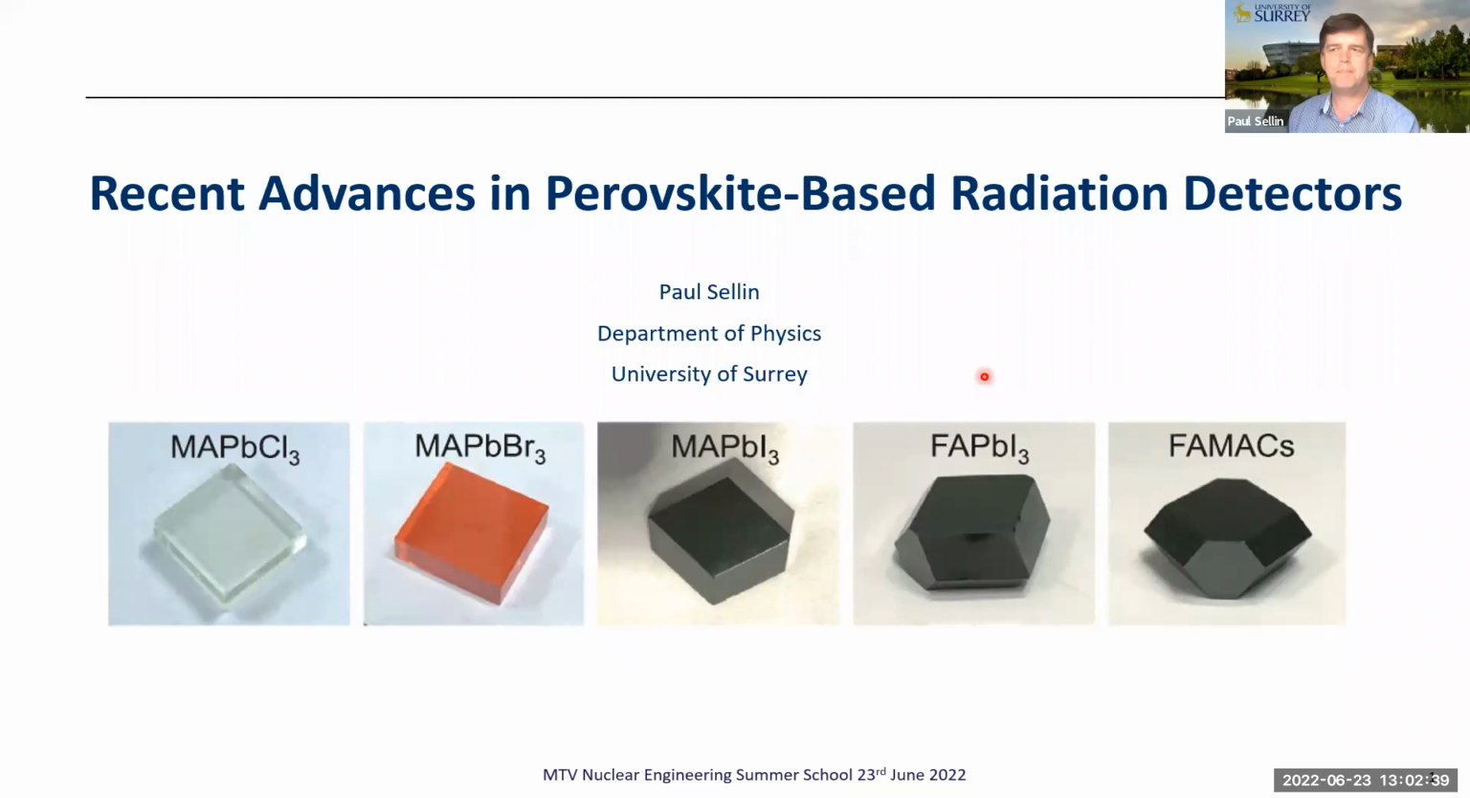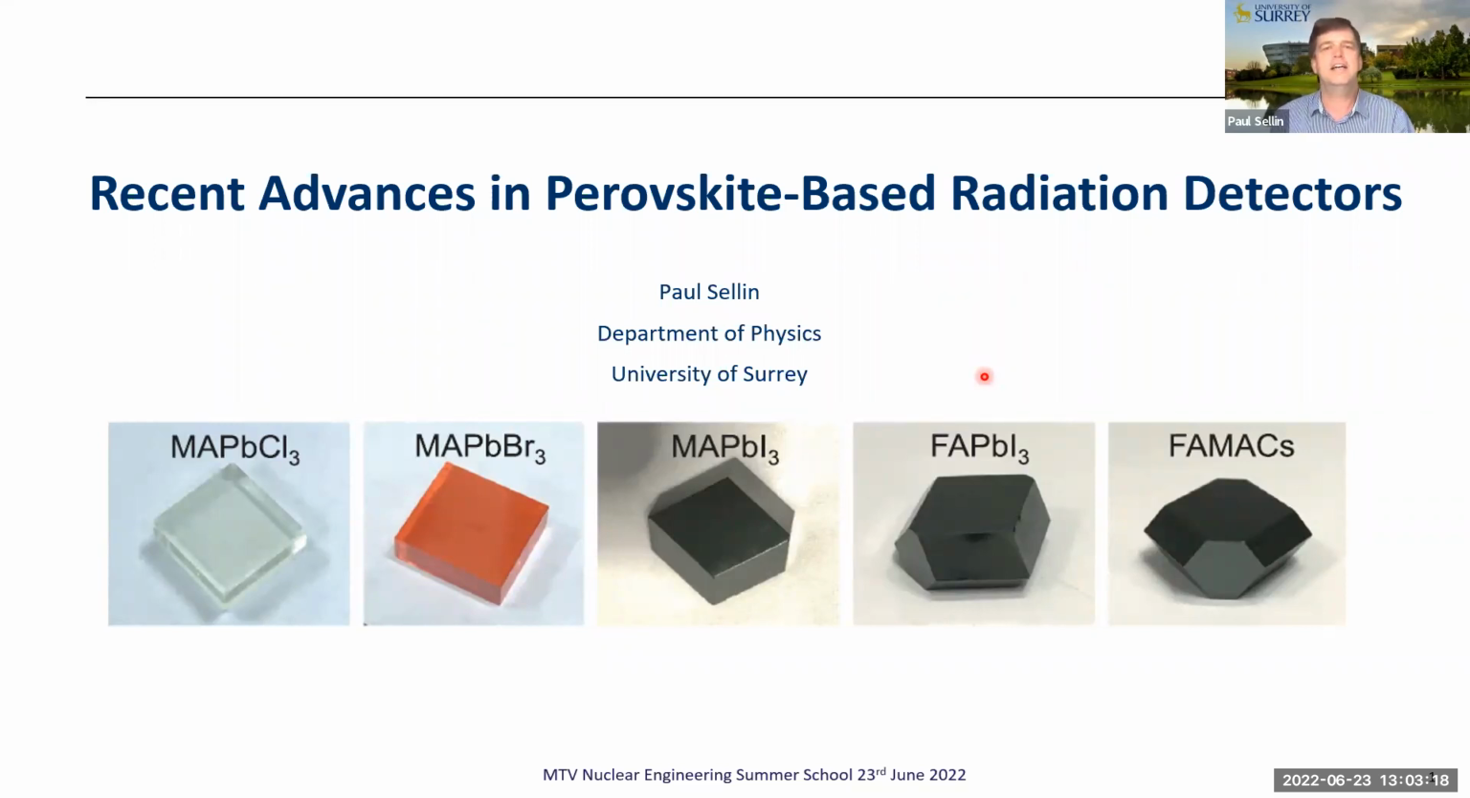So welcome everyone. It's my pleasure to speak to you today as part of your MTV Nuclear Engineering Summer School. So greetings from London. I'm at Surrey University, which is just outside London in the UK. And I'm going to give you an overview about this unusual class of radiation detectors made from perovskite materials. Now, again, there's a lot of you online today. You'll have come from a range of backgrounds, I'm sure, so perhaps you're very familiar with radiation detectors already. Perhaps this is a new area for you.